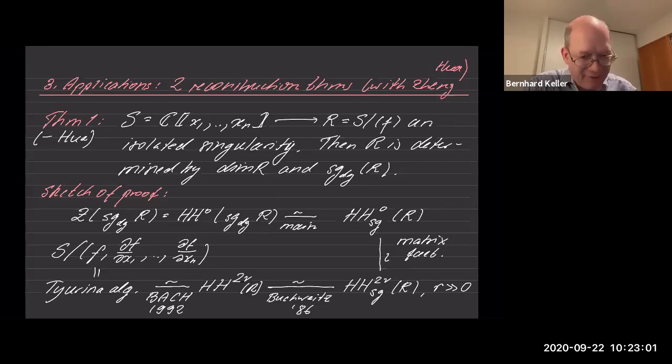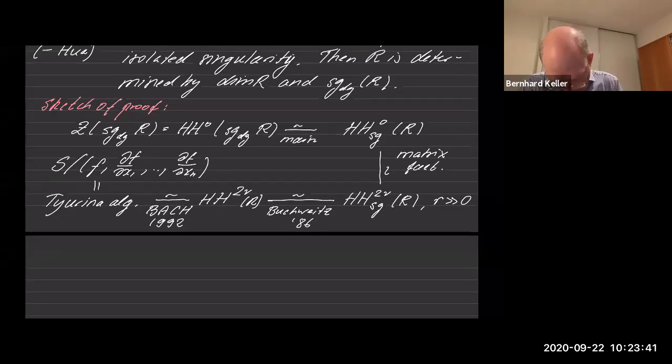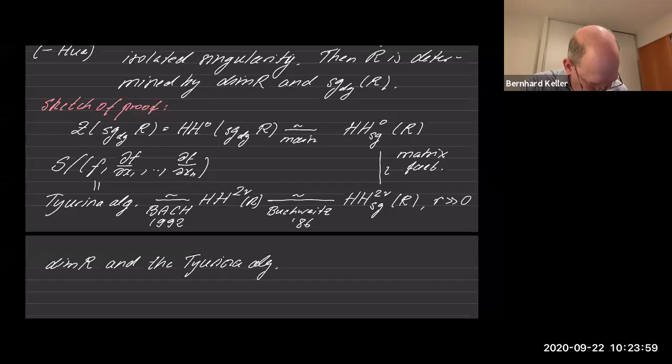Notice that the singularity category is actually quite a nice category in this case because we have an isolated singularity. So morphism spaces in the homotopy category will be finite dimensional. It's a category with finite dimensional morphism spaces. The DG singularity category has complexes whose homologies are finite dimensional. Yes, and now we have computed that the center of the DG singularity category is nothing but the Tjurina algebra. And it's a classical result from singularity theory that the dimension and the Tjurina algebra together determine the singularity up to isomorphism.